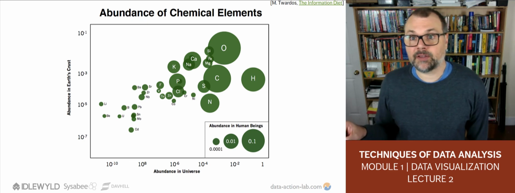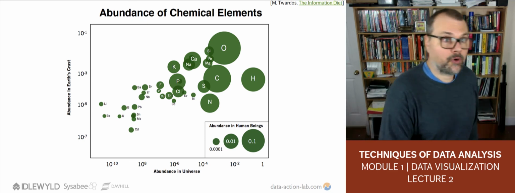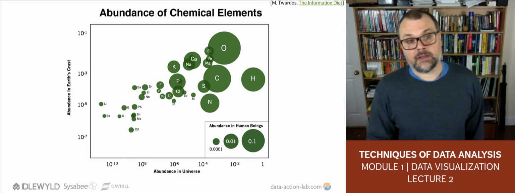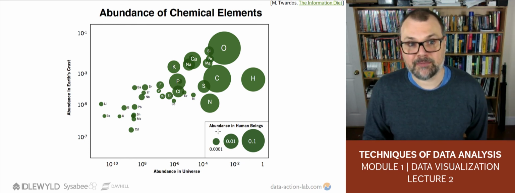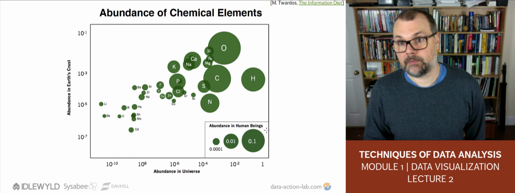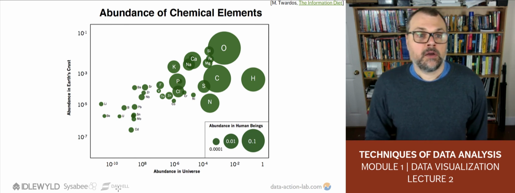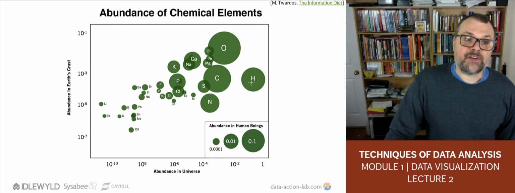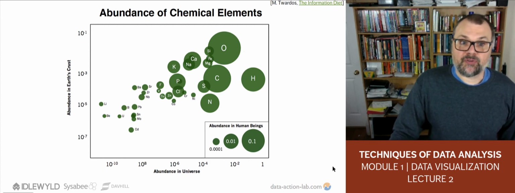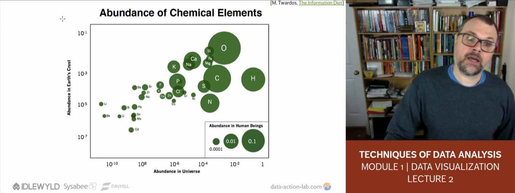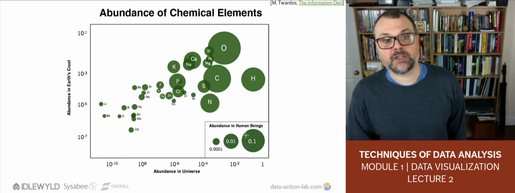Horizontally, it's their abundance in the universe. Vertically, it's the abundance in the Earth's crust. And the size of the bubble tells you something about the abundance in human beings. It's all relative abundances here. So the elements that are very abundant in the universe would be further to the right. The elements that are abundant in the Earth's crust would be higher up. And the elements that are very abundant in human beings would be bigger.